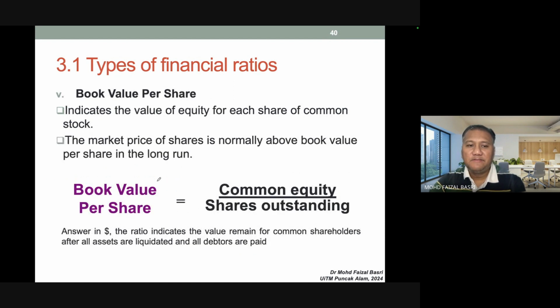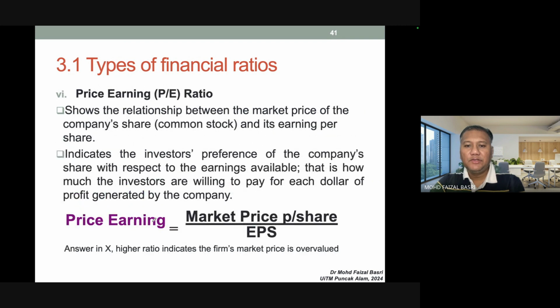Okay, number 5, book value per share is common equity. So ni ada dalam balance sheet tadi. And again, divide by NOSO. Okay, the answer is in ringgit. Okay, in ringgit. And lastly, PE ratio.